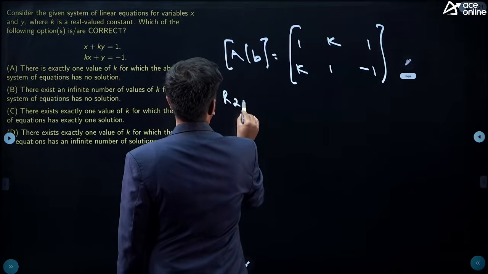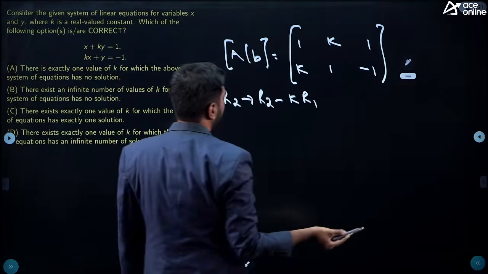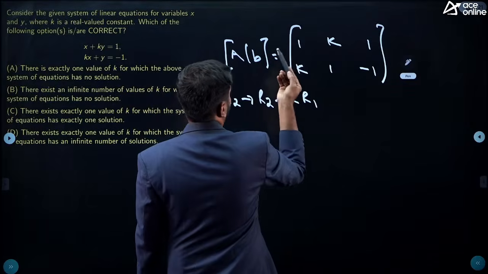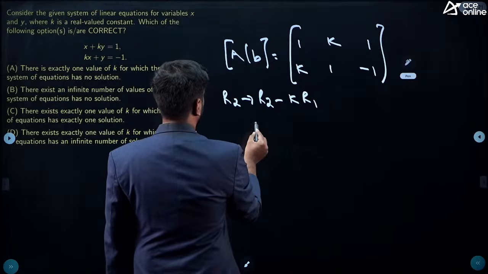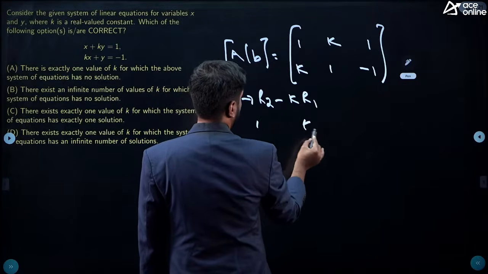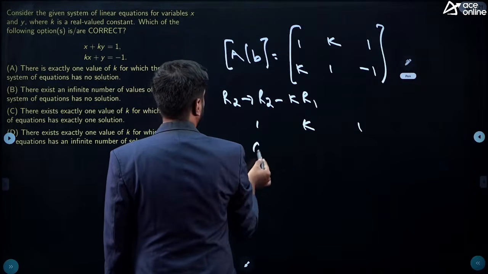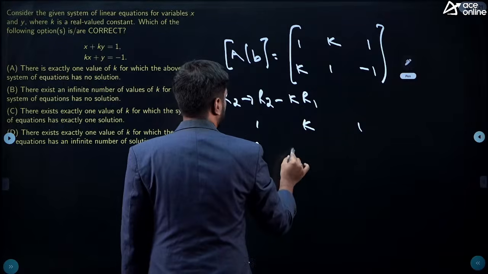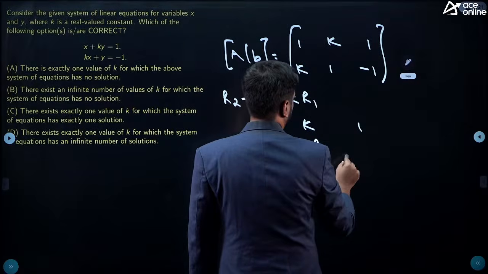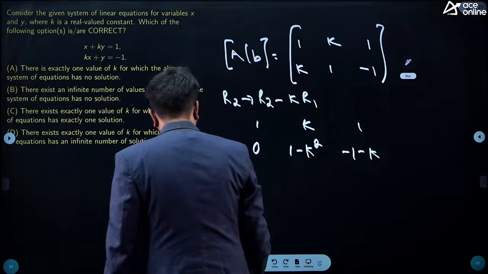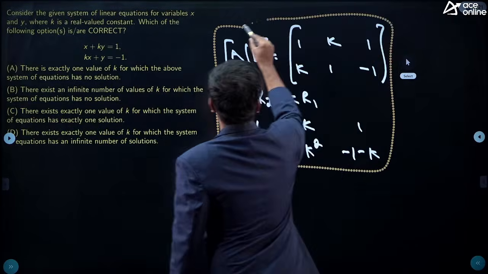For that I'll write R2 replaced with R2 minus k times R1. The idea is very simple: using this element, make this element 0. You're all aware of that. So you get new elements. The first row remains the same, 1, k, 1, and then k minus k is 0, and then 1 minus k square, and then minus 1 minus k.